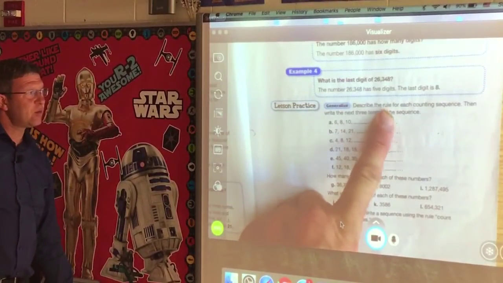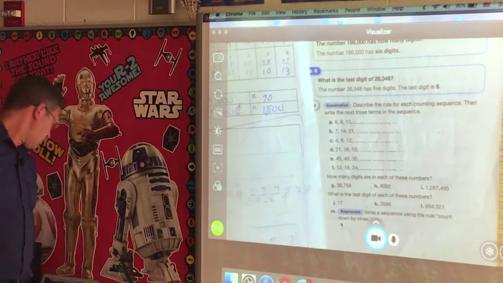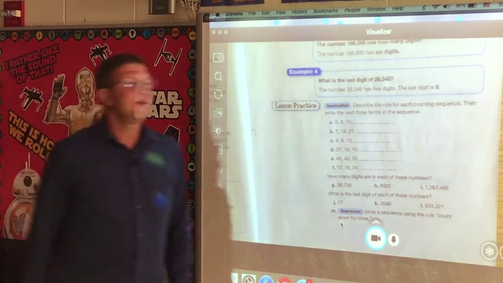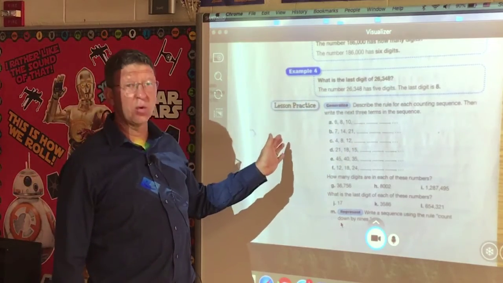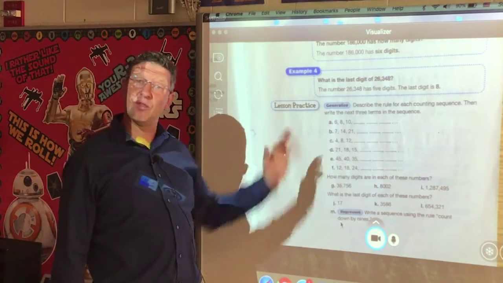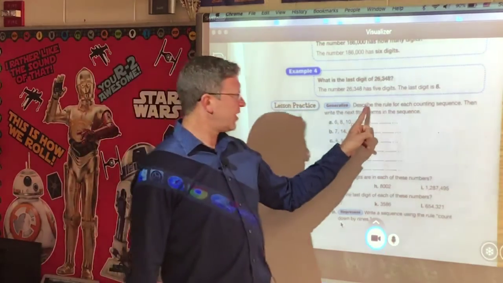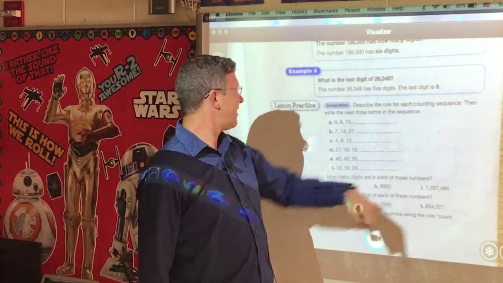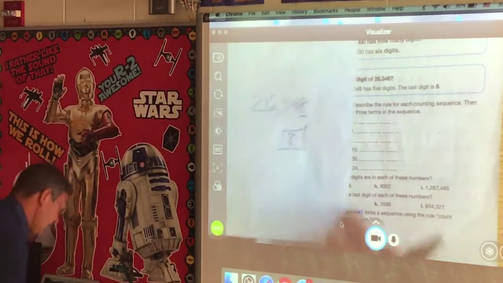So describe the rule for each counting sequence, then write the next 3 terms. When you are doing this in your assignments, make sure you read the directions, because sometimes they say give me the rule, and sometimes they don't. Sometimes they say give me 3. Sometimes they say give me 1. So make sure. We're going to do 2 things: describe the rule, then write the next 3 terms.